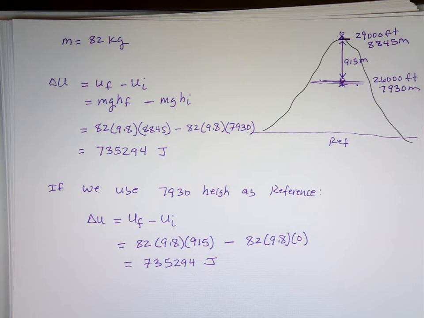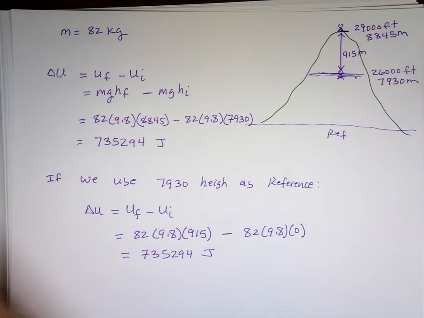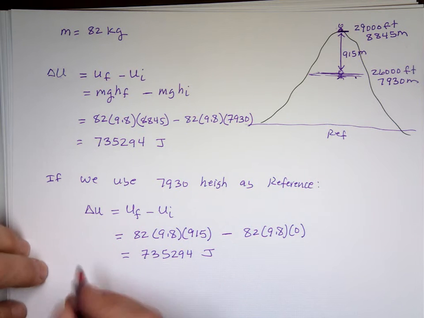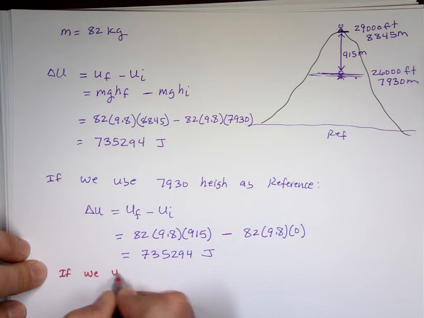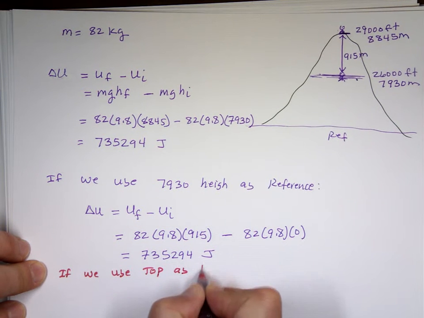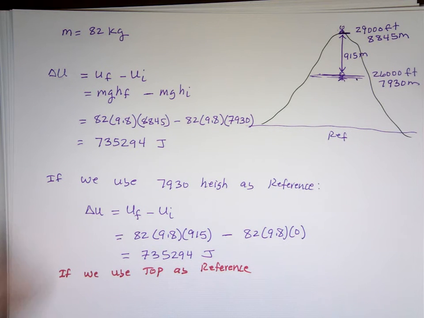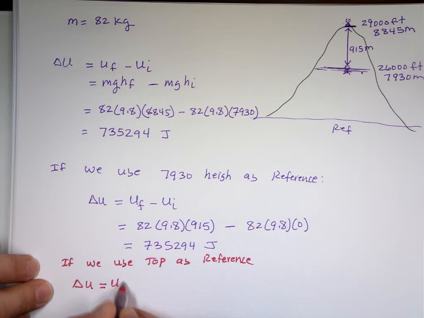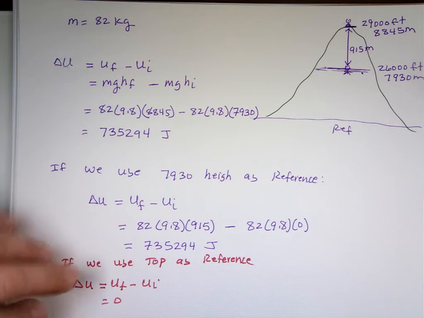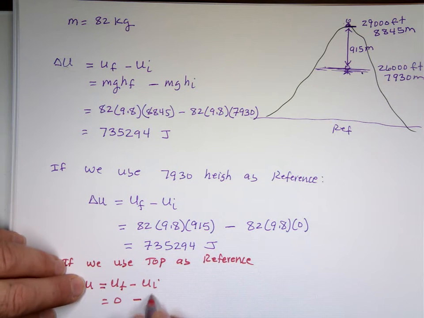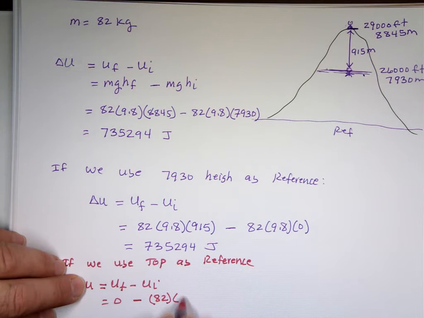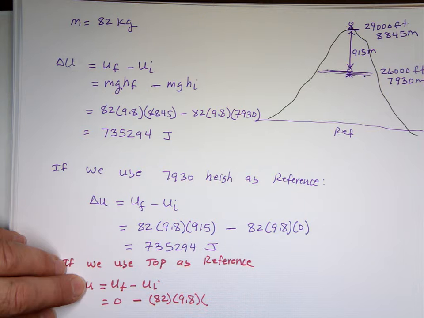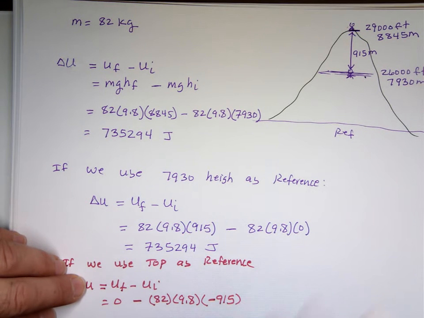You might even want to use the top as reference. Let's see what will happen. What is the change in potential energy now? It's U final minus U initial. The initial one is 0 because your height is 0. Minus the mass, which is 82, gravity 9.8, and the height will be a negative 915 because it's below that. And what's a negative times a negative? That's still a positive 7.35294 times 10 to the 5 joules.